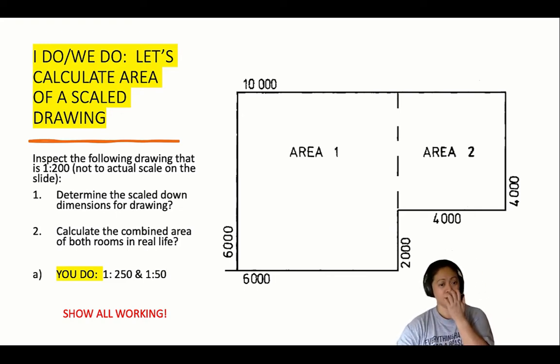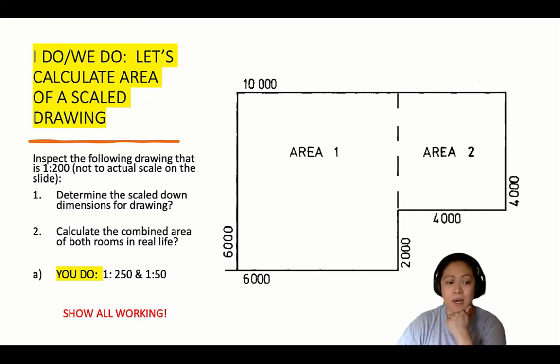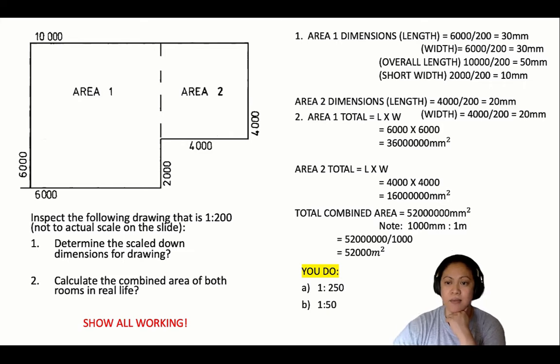So here, first thing we need to do is determine the scale down dimensions for drawing. And then we're going to calculate the combined area of both area 1 and area 2, which are essentially rooms. Then I want you guys to do 1:250 and 1:50. And I want you to all show working out. So I'll give you an example.